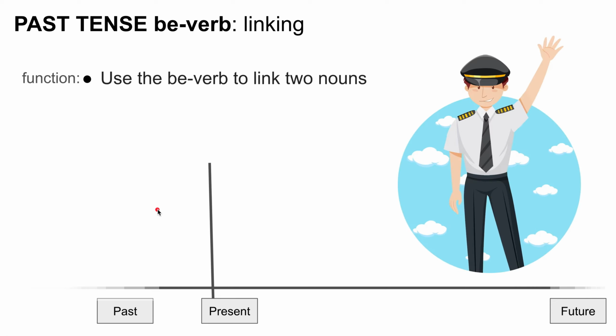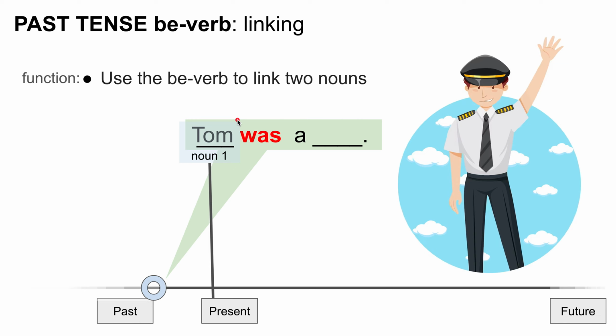Let's look at another example. Again, we use the be verb to link two nouns. So Tom was. Tom is my first noun. The second noun is pilot. Tom was a pilot in the past.